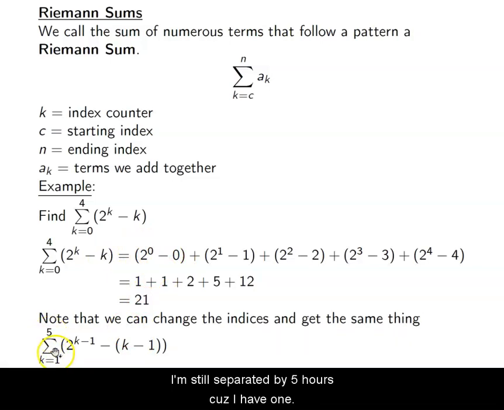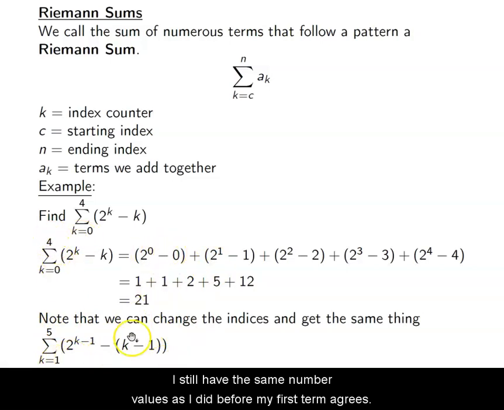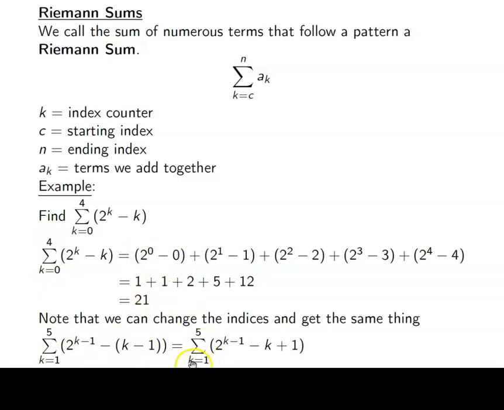I'm still separated by 5 values because I have 1, then 2, 3, 4, and then 5. So that's still 5 values, right? So I still have the same number of values as I did before. My first term agrees. Okay.